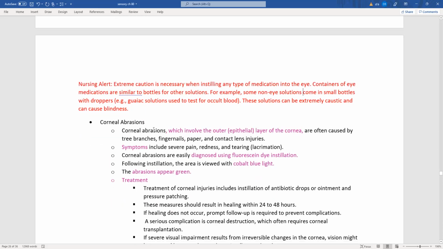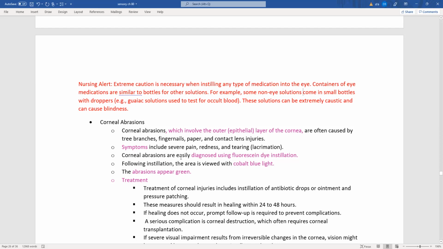Now, corneal abrasion, what that is, it's like it's been cut. It's like when you have an abrasion on your leg or your arm, you fell off your bike. That's all it is, but it's on the eye. It involves the outer layer of the cornea and is often caused by branches, fingernails, paper, and contact lens injuries. Symptoms include severe pain, redness, and tearing, meaning lacrimation. Anytime you see lacrimation, you know that's tearing.